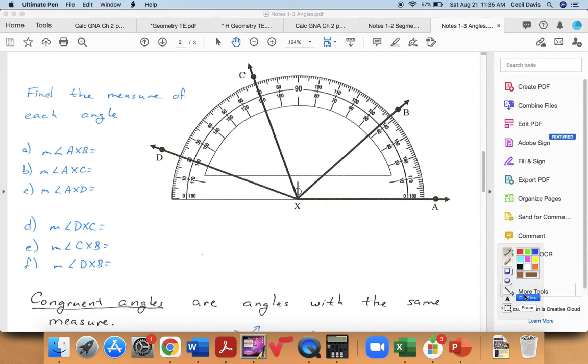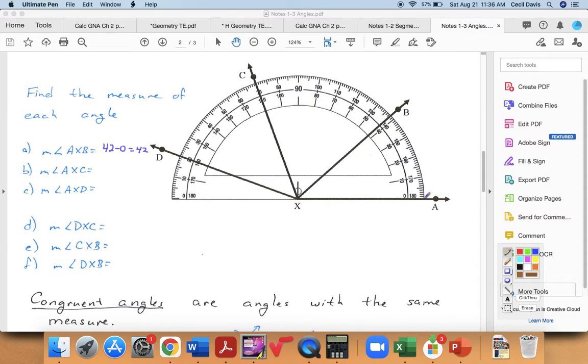You can actually use either the inside scale or the outside scale. It really doesn't matter which. For this one, if we use the inside scale, A goes through 0 and B goes through, looks like it's 42. So we can just take 42 minus 0, which is 42. Or we could use the outside scale.